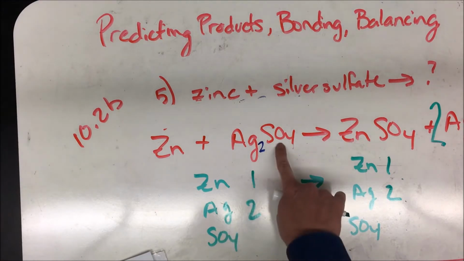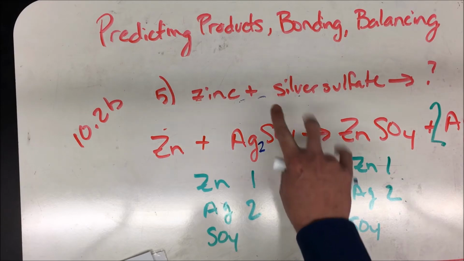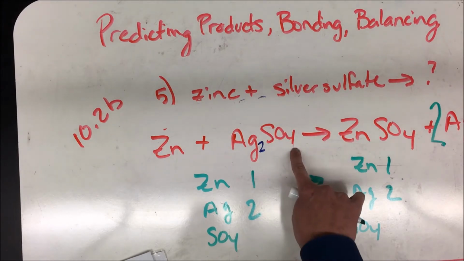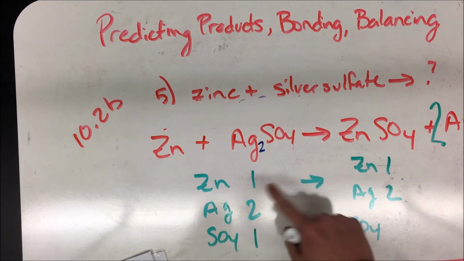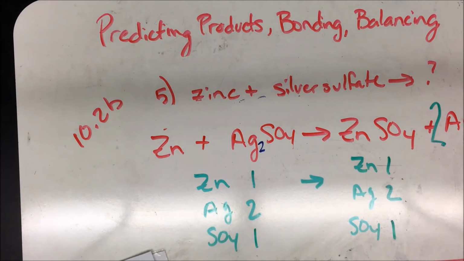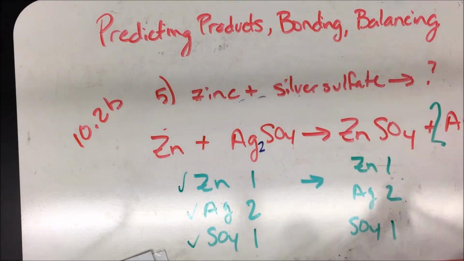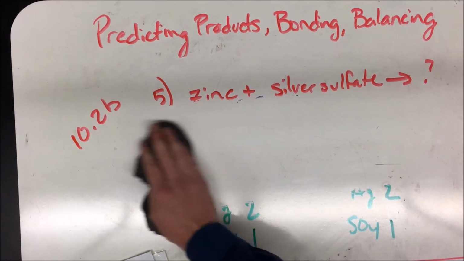I wouldn't pull your polyatomics apart into sulfur and oxygen respectively and try to balance that out. It gets complicated. Don't do that. Leave the sulfate as it is. This is 1 sulfate. On the other side, you also have 1 sulfate. So I just balanced that. You can see the zincs match, the silvers match, the sulfates match. So I've predicted my products, I've bonded it together, and I've balanced the whole thing. That's number 5 on 10.2b. All right, moving on.